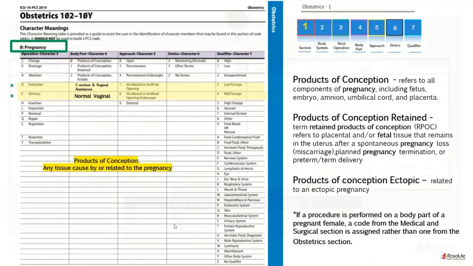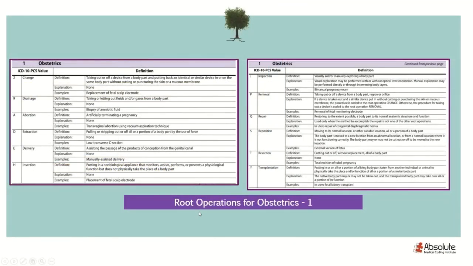But now I want to take a look at these root operations that are common when coding obstetrics. All right, so change. Change is defined as taking out or off a device from a body part and putting back in an identical or similar device in or on the same body part without cutting or puncturing the skin or a mucous membrane. Drainage is taking or letting out fluids and gases from a body part. Abortion is artificially terminating a pregnancy. Extraction is pulling or stripping out or off all or a portion of a body part by the use of force.